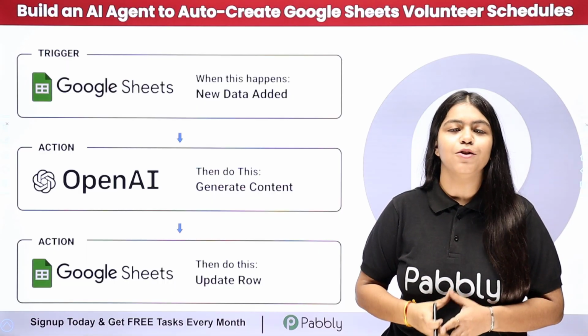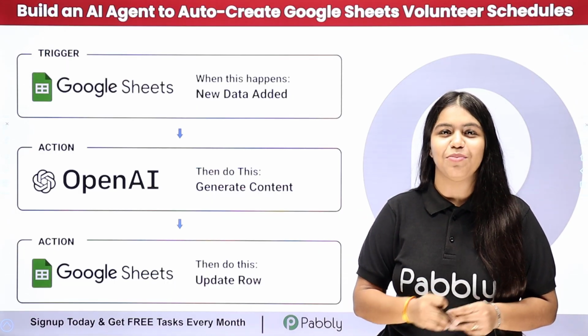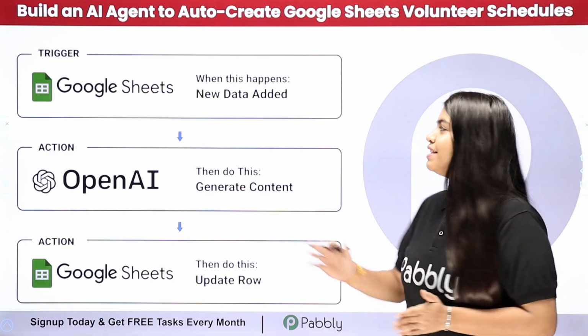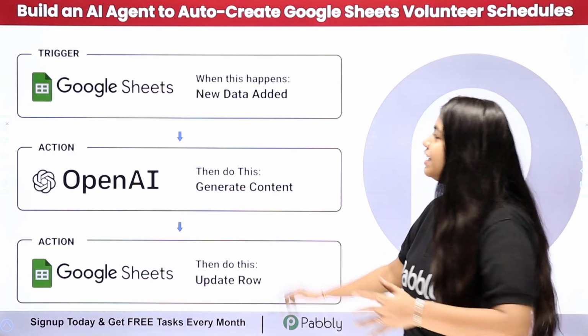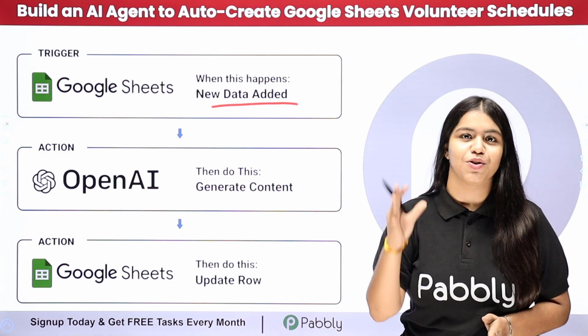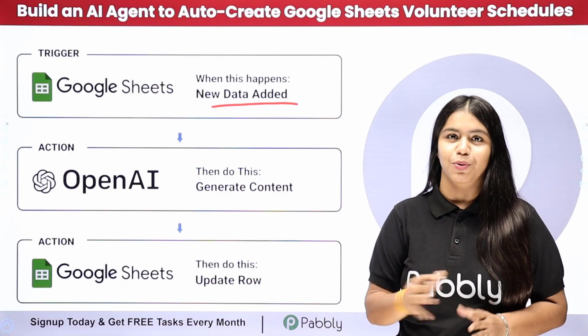So like you, I also used to create volunteer schedules manually, but this is such a time-consuming and tedious task. So to solve this problem, I've simply created this amazing automation where as soon as I add the details of the volunteers in this spreadsheet, automatically my AI agent is going to generate the volunteer schedules. Further, we can add that same into our Google Sheets.